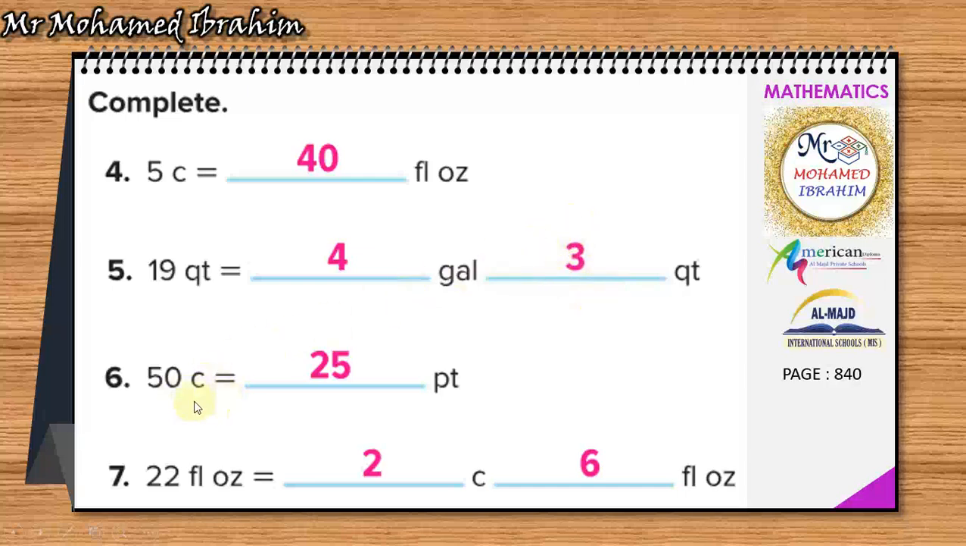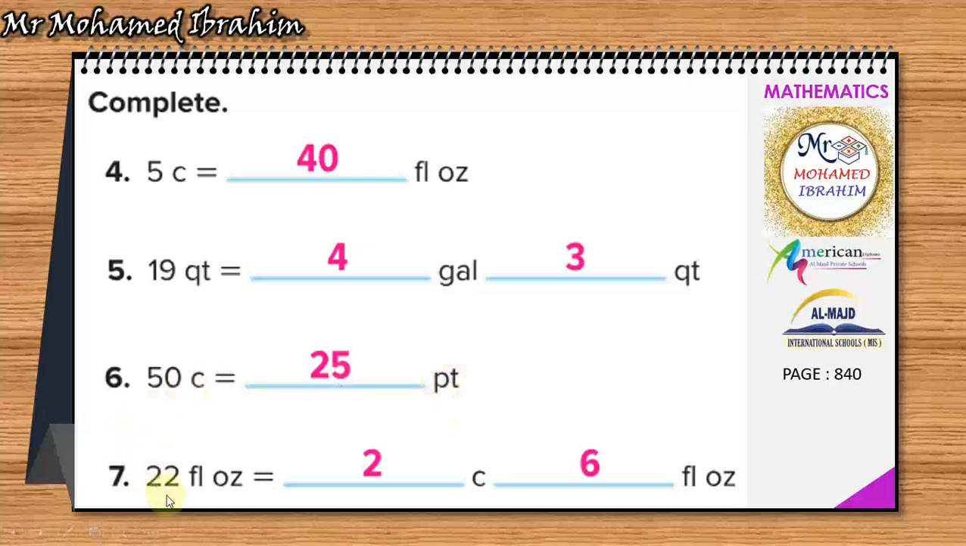50 cups. We want to convert them into pints. Each pint contains 2 cups. Excellent. From smaller to greater we divide. So 50 cups over 2 gives you 25 pints.